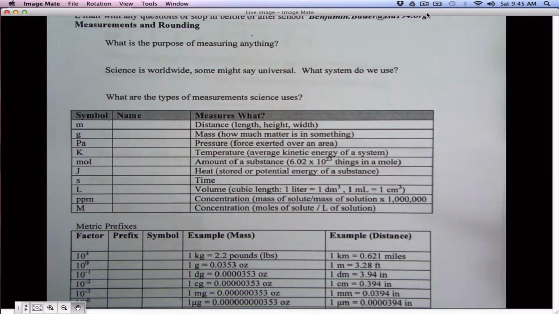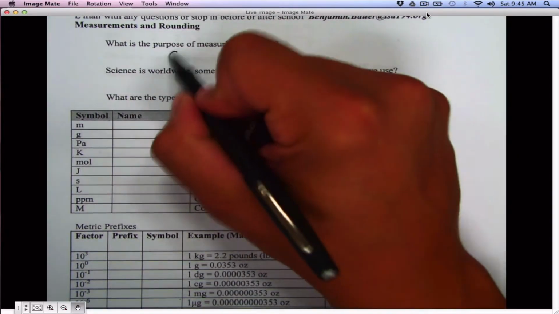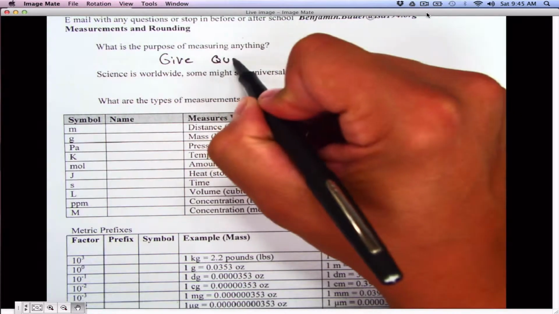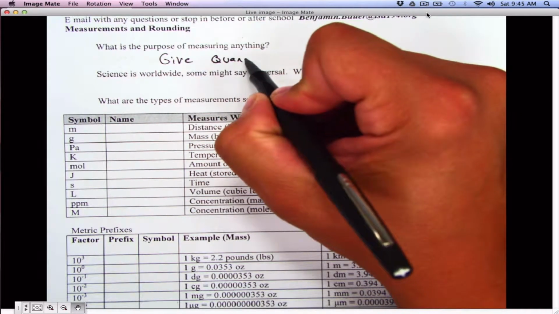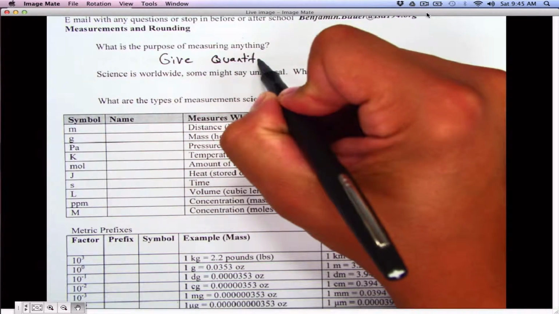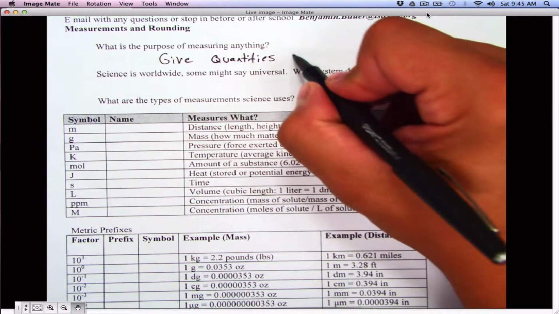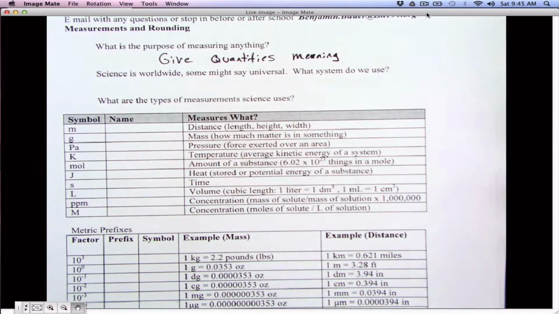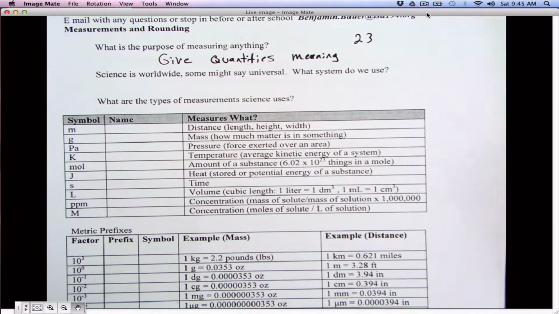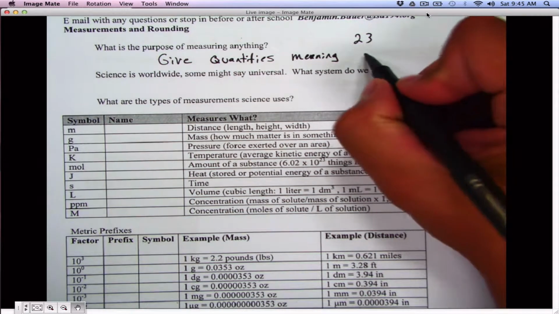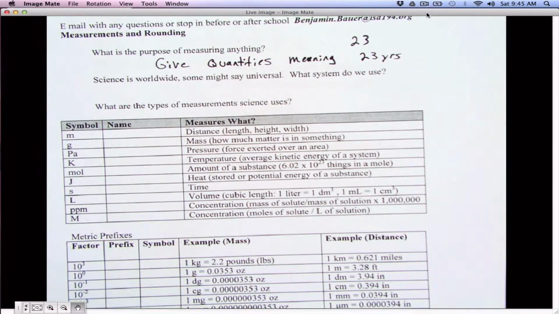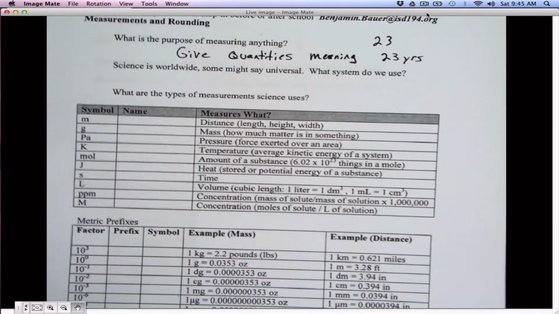Basically, to give it meaning. All right, to give numbers meaning. Let's even put it in more: give quantities meaning. So what we're trying to say is that 23 what? 23 means nothing, okay? That's just a number, right? But if I say 23 years, now I'm talking about time. I know what the meaning is behind it, okay?